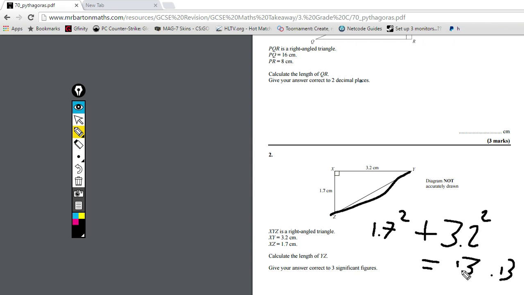Okay, and we're going to have to square root that. If we square root 13.13, it's going to give us 3.62. And we're going to have to write it to three significant figures.